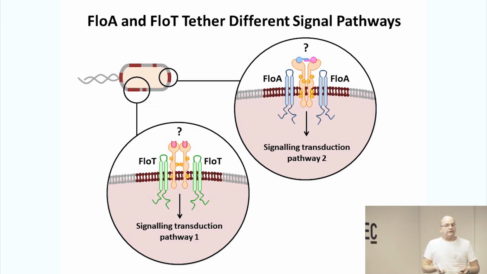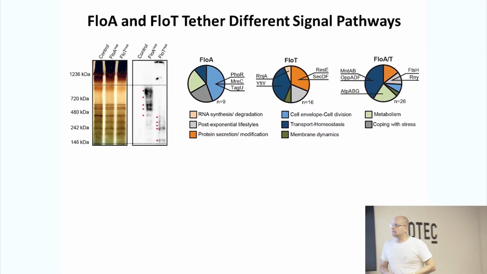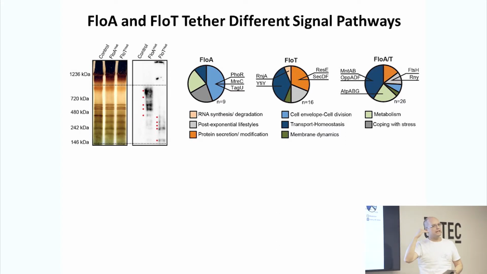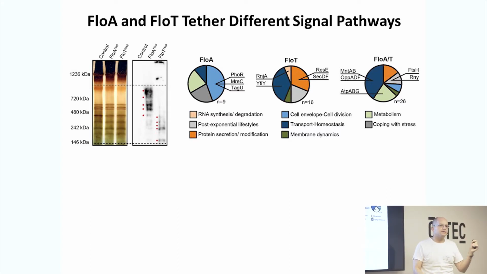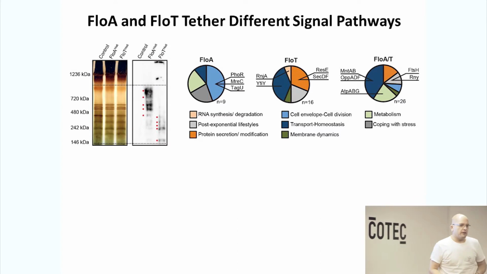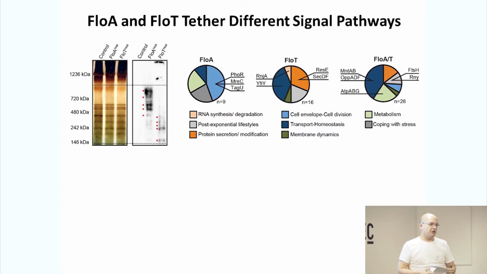We need to identify which proteins bind which flotillin, and whether there is a difference in functionality associated with the bulk of proteins that bind Flo-A and the bulk of proteins that bind Flo-T. So what we did, we ran a native gel. We identified all the oligomers that bind Flo-A and all the oligomers that bind Flo-T, and then we sent them for mass spec, to see which are the proteins associated with each one of the flotillins.